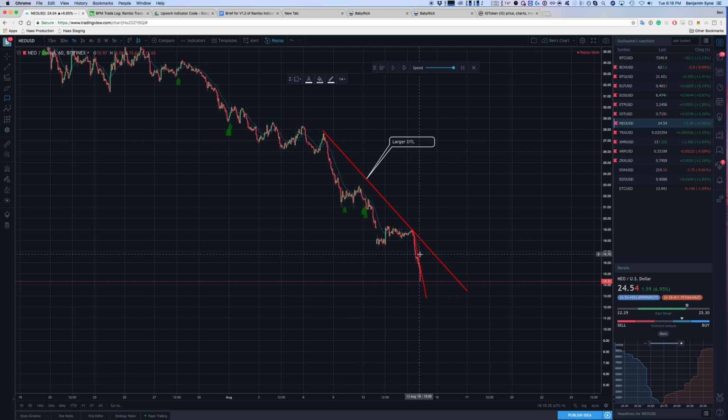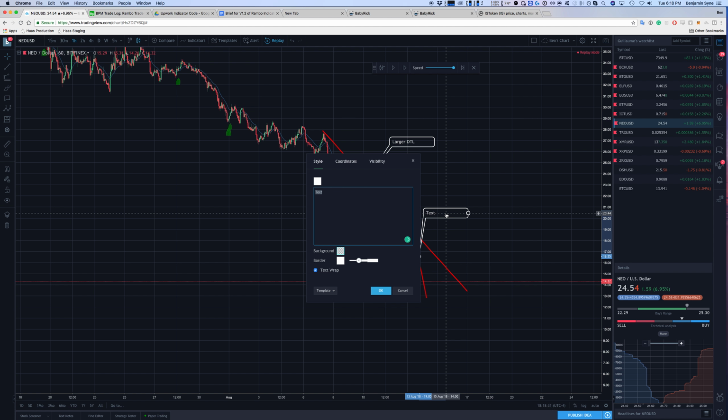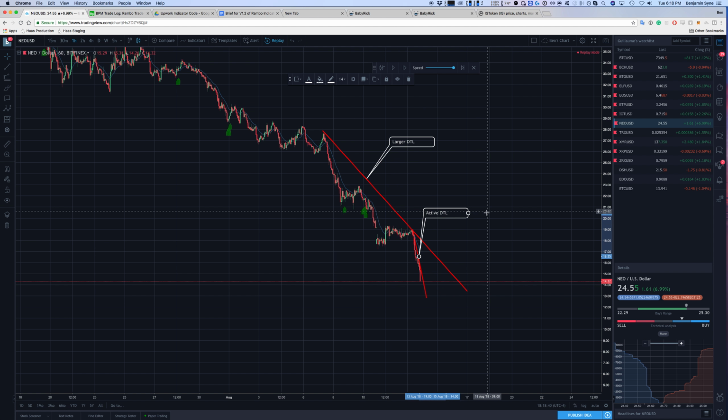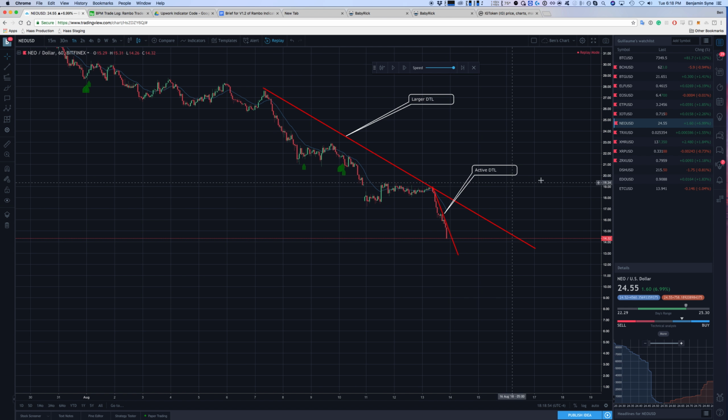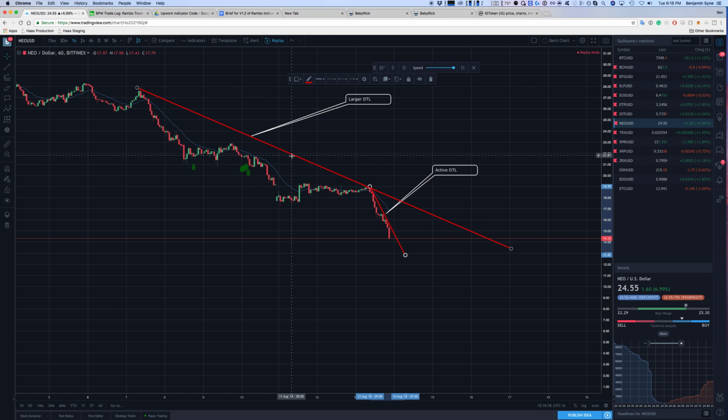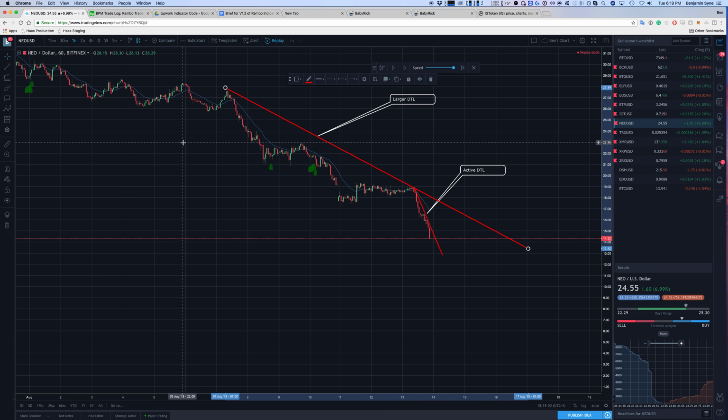We've got the larger downtrend line and what I'm calling the active downtrend line, the active DTL. The active downtrend line is the trend line that's formed with the most recent lower highs or higher lows. In this case, this line here is the active DTL, and this line here is the larger DTL.